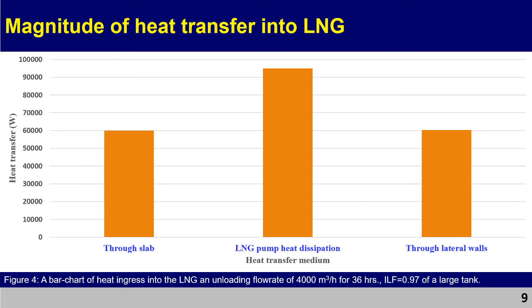Unloading at an unloading flow rate of 4,000 cubic meters per hour, you can see that the heat ingress through the slab is 60 kilowatts. Heat ingress from the LNG pumps is well over 90 kilowatts, and heat ingress through the walls is 60 kilowatts. So you can see that heat dissipation from the LNG pumps causes a significant amount of vaporization, which is almost 44% of the total heat ingress into the LNG.